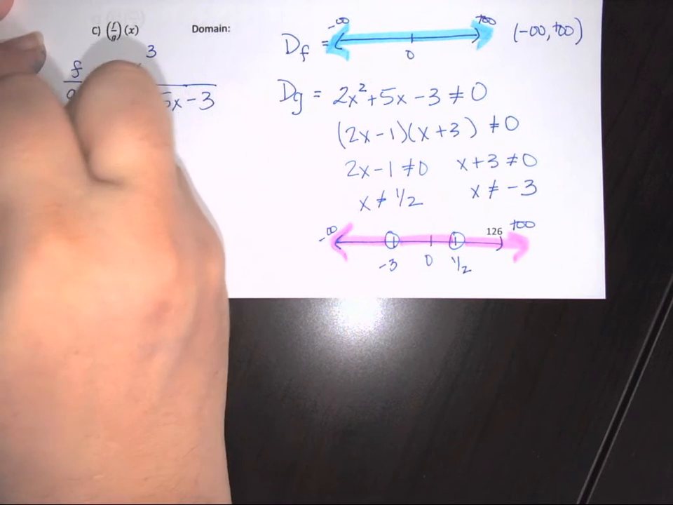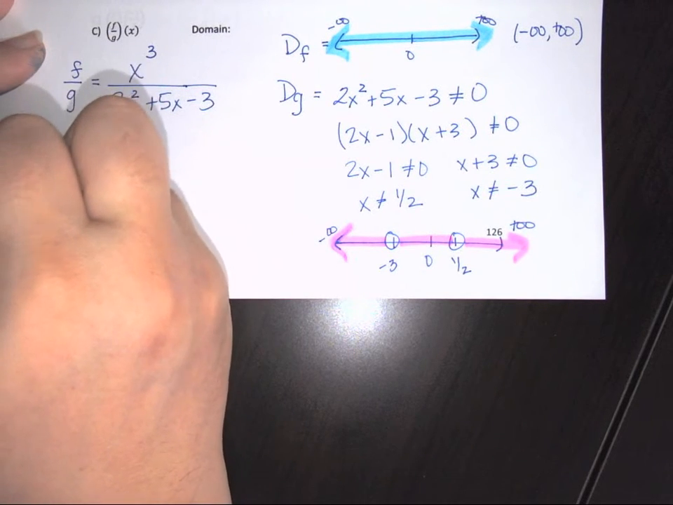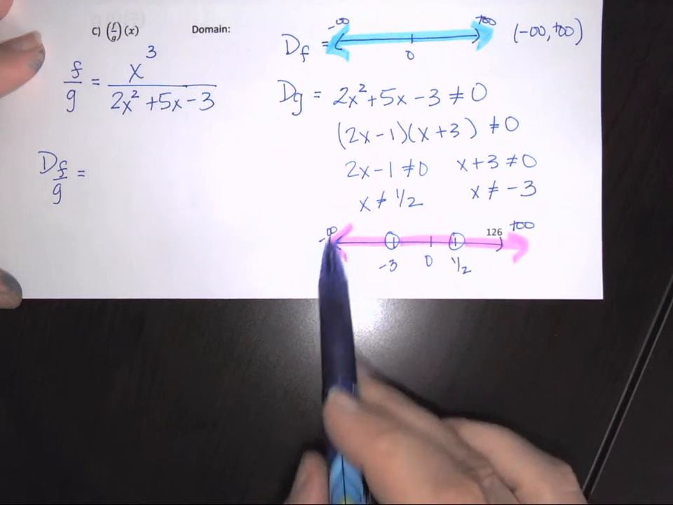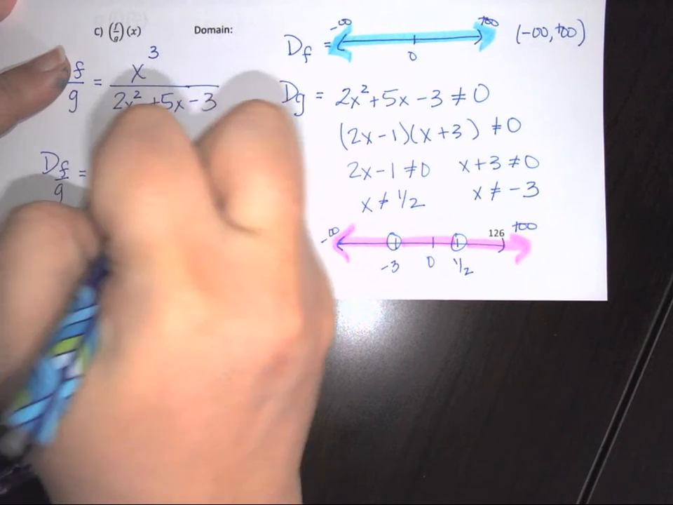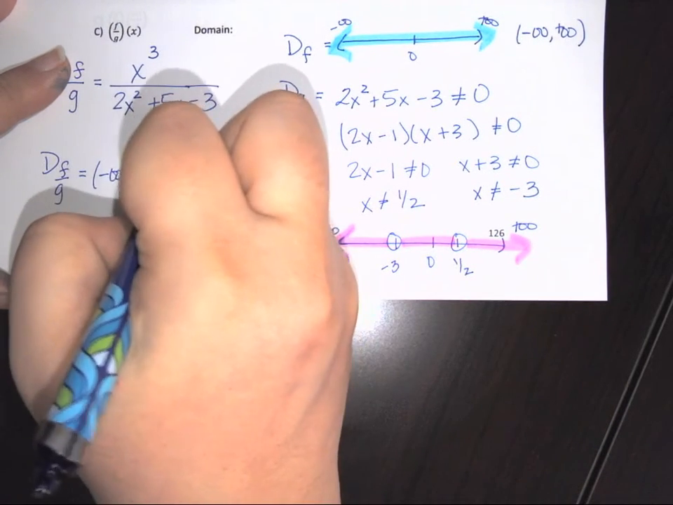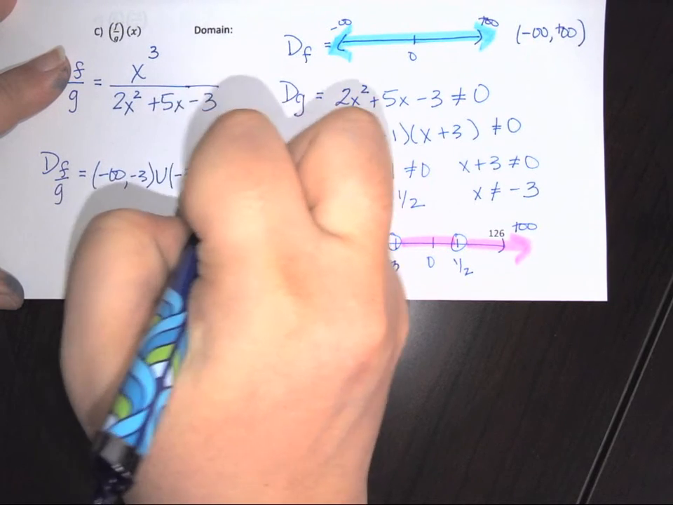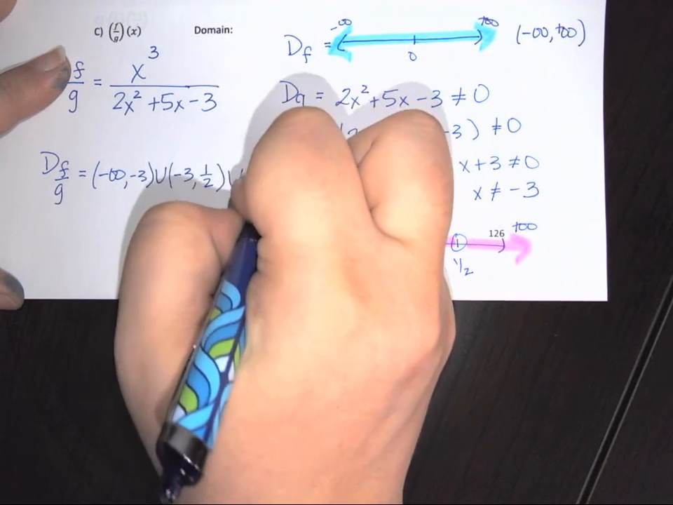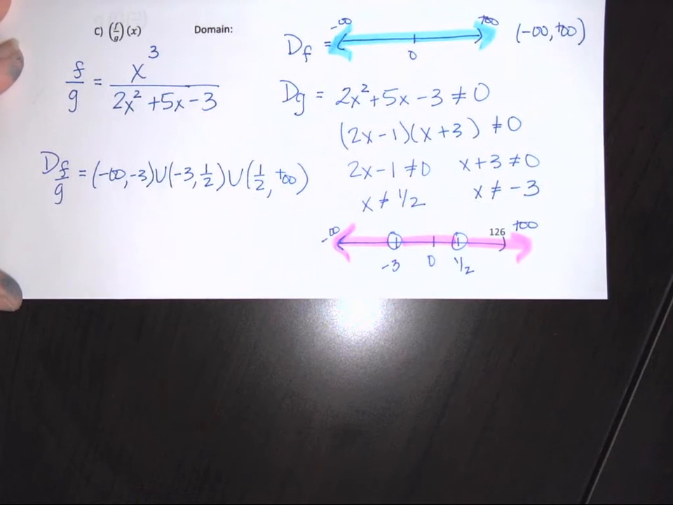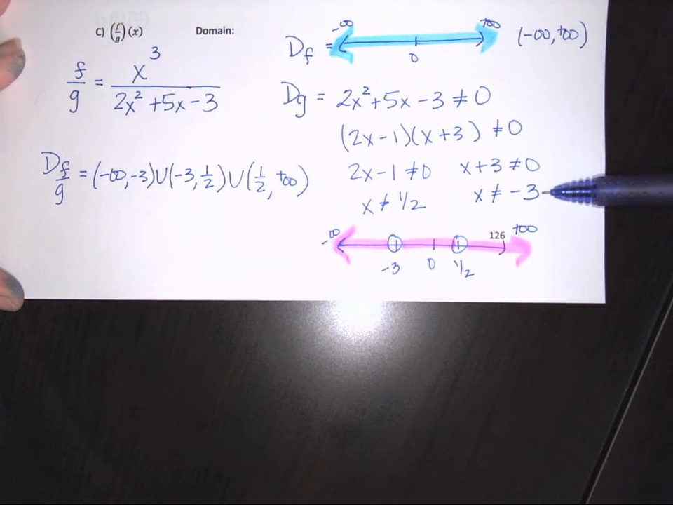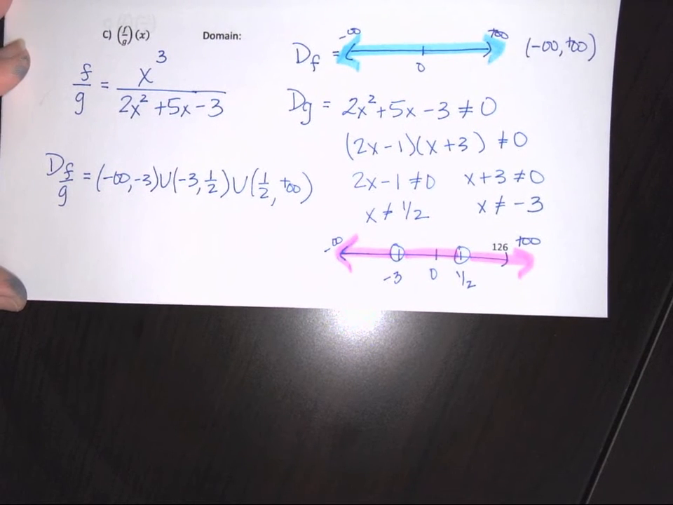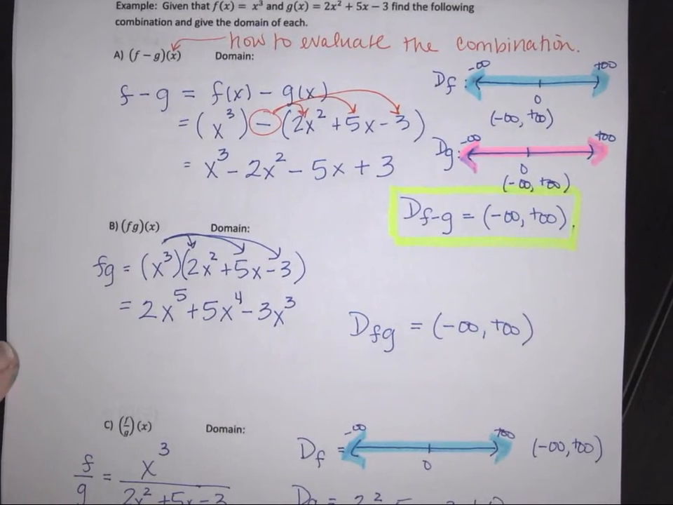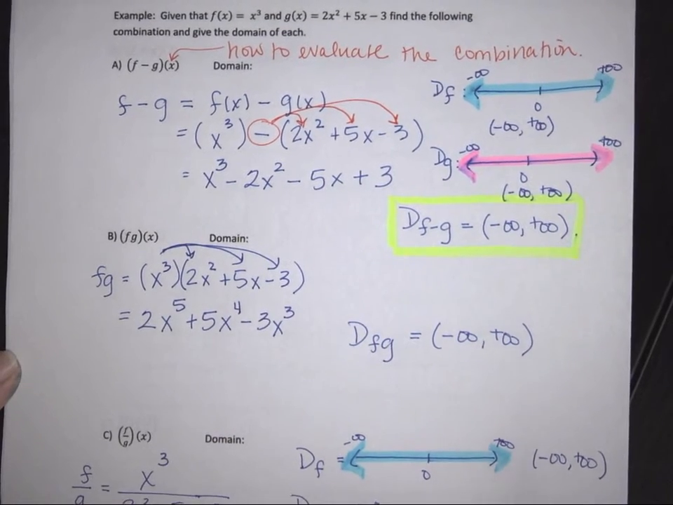Therefore, my domain for f divided by g is going to be the intervals. So I'm going to go from negative infinity to negative 3, union, and then I have to go from negative 3 to 1 half, union, 1 half to positive infinity. What you have to remember is that however many places where you have an error, you need one more when you're creating your interval. Okay? So that's a quick example on being able to find combinations when you evaluate by just the x value.